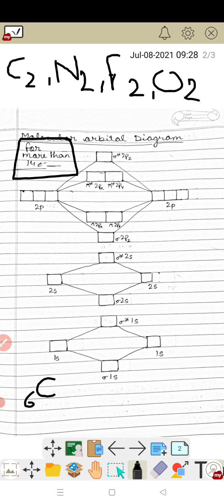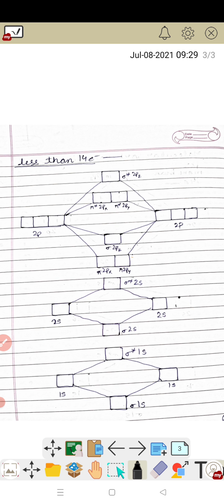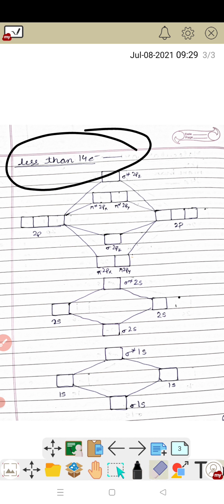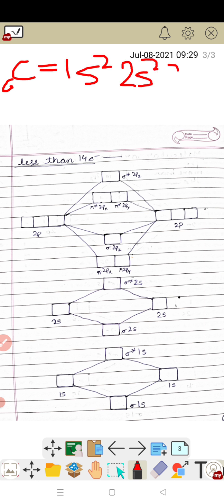Carbon has atomic number 6, and for C2, two carbons have 6 plus 6, that is 12 electrons. Hence, we can fill electrons in this diagram, which is for less than 14 electrons. How to fill? The electronic configuration of carbon is 1s2, 2s2 and 2p2.